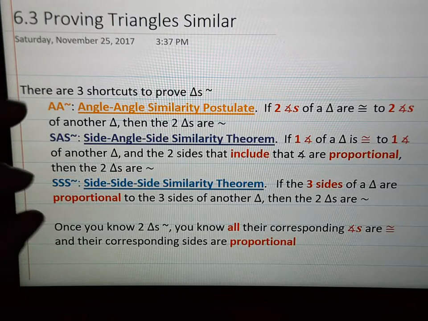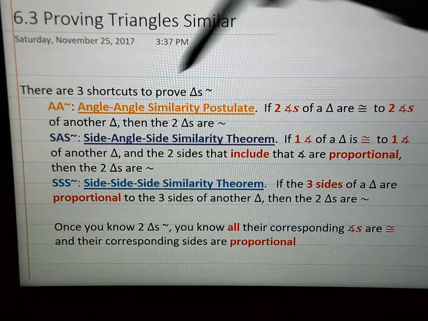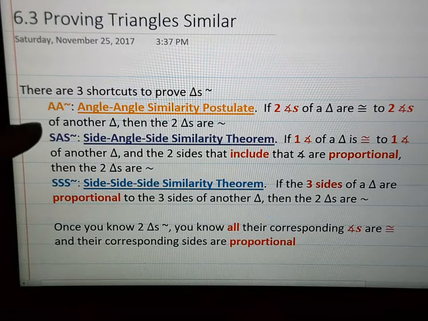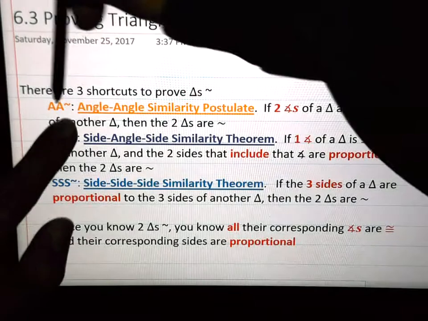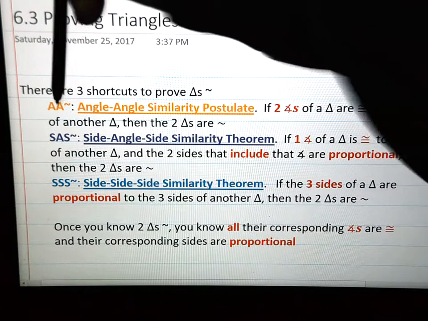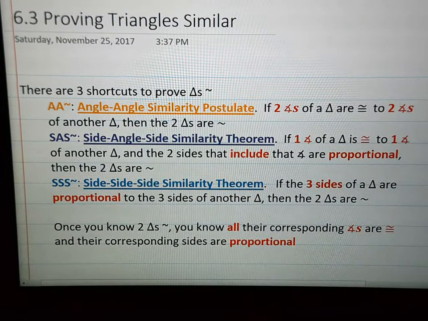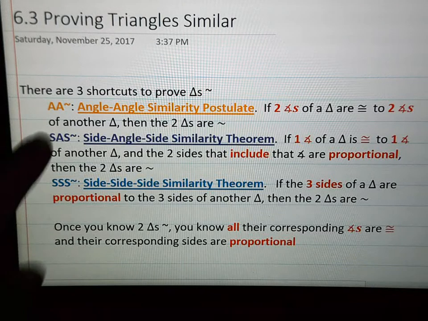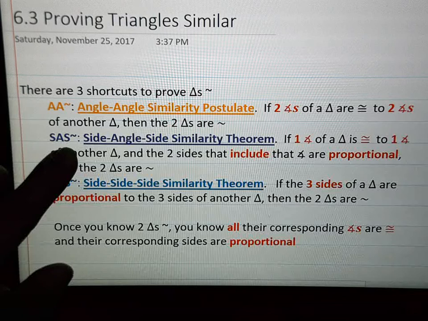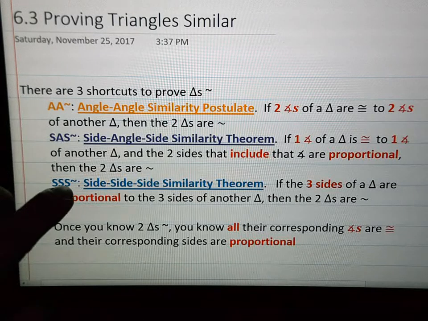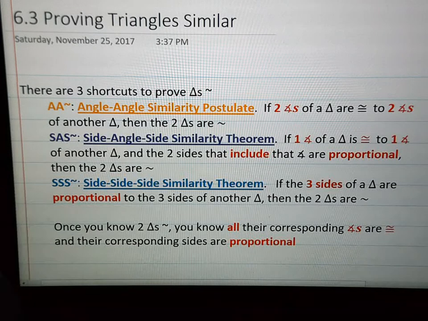6.3, there are 3 shortcuts to prove that triangles are similar. First shortcut's called the angle-angle, and notice there's a little wave right there. That's called the angle-angle similarity postulate. Got to have that little symbol when you write angle-angle similarity. Same with this, side-angle-side similarity, side-side-side similarity. That's how you can tell these are different than what we were using before when we used SSS and SAS.